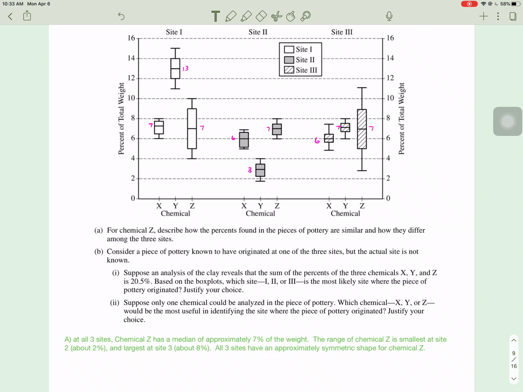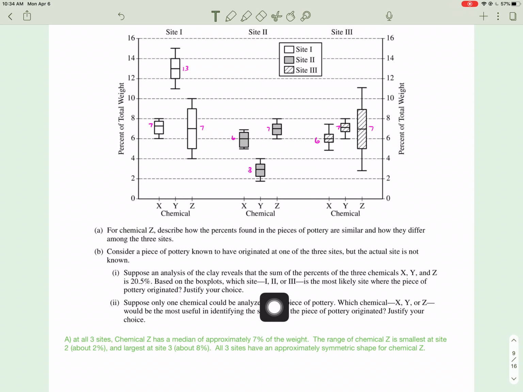So there's 2 ways I thought of to look at this. One way is if the 3 chemical weight percentages add up to 20.5%. What I just did was I added together the approximate medians and saw which one is close to 20.5. If one of them is close and the other 2 aren't, then that's where it probably originated. So if you look at the medians in site 1, if you add the 3 chemical medians together, 7 is 14 plus 13, 27. That's much bigger than 20.5%. At site 2, 6, 9, 7 is 16. That's less than 20.5, but at site 3, 7, 7, and 6 is 20, and that's really close to 20.5.